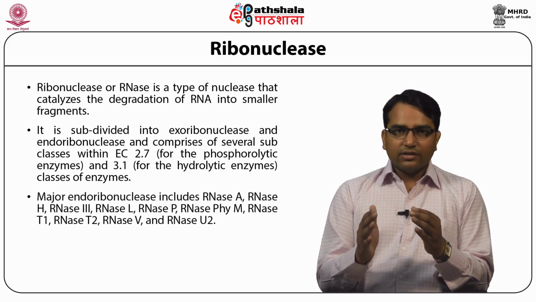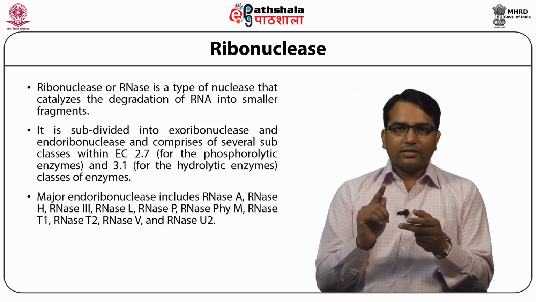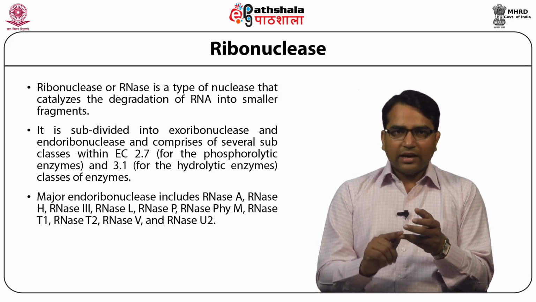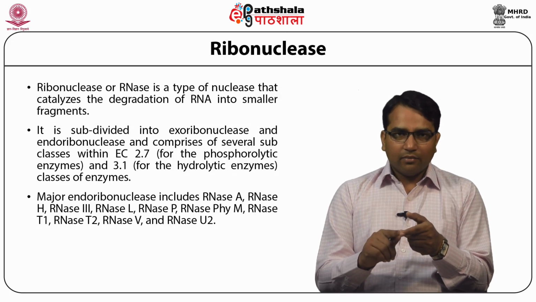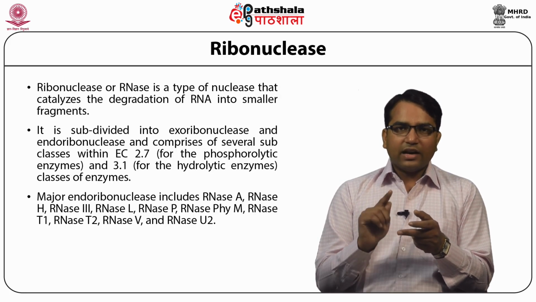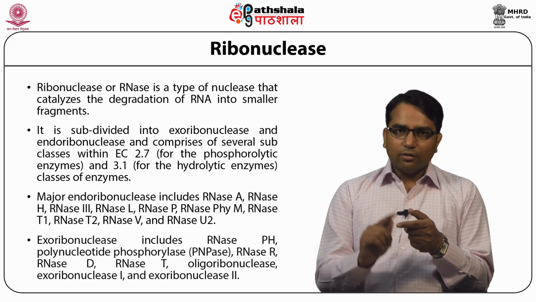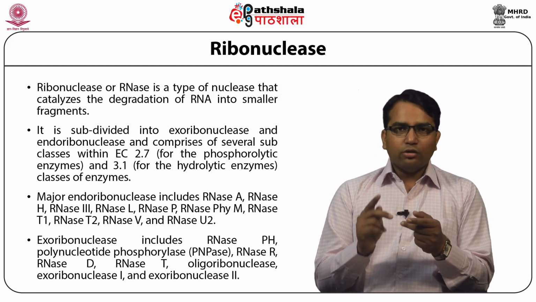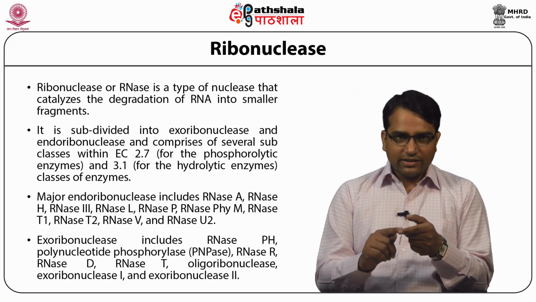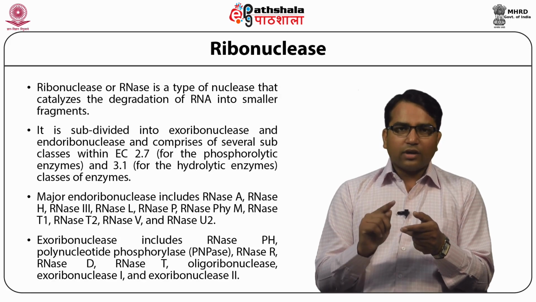Major endoribonucleases include RNase A, RNase H, RNase 3, RNase L, RNase P, RNase 5M, RNase T1, RNase T2, RNase V, or you can say RNase 5, and RNase U2. The exoribonucleases include RNase PH, polynucleotide phosphorylase, also known as PNPase, RNase R, RNase D, RNase T, oligoribonuclease, exoribonuclease 1 and exoribonuclease 2.